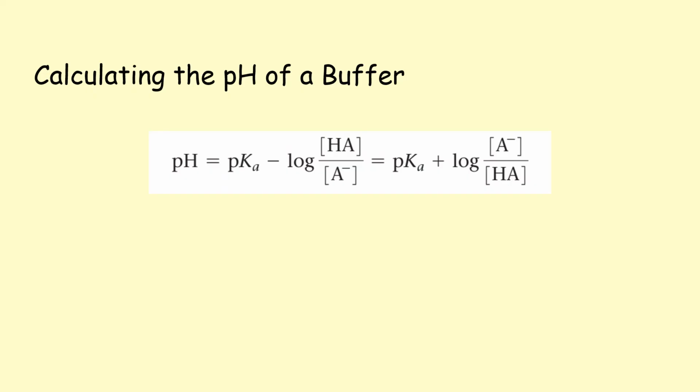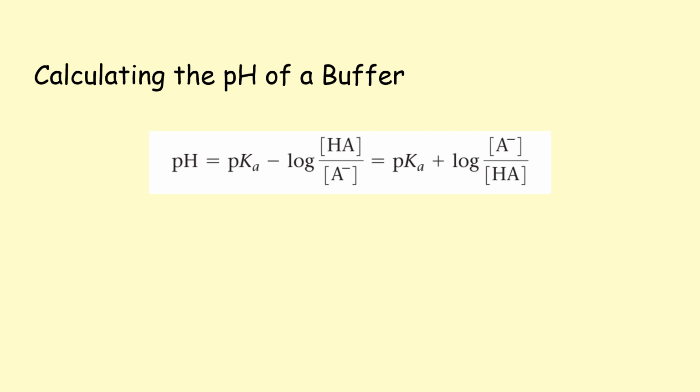Calculating the pH of a buffer. Because conjugate acid-base pairs share a common ion, we can use the same procedures to calculate the pH of a buffer that we used to treat the common ion effect in the previous video. So now we have here the equation for calculating the pH of a buffer. So the pH is equivalent to pKa minus log of the ratio between the weak acid and the conjugate base.